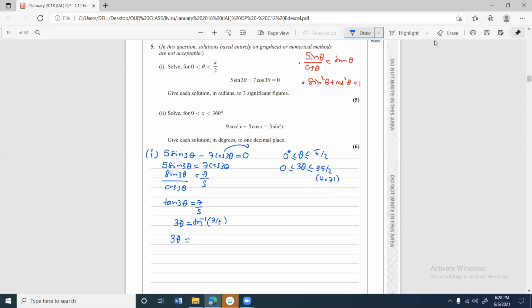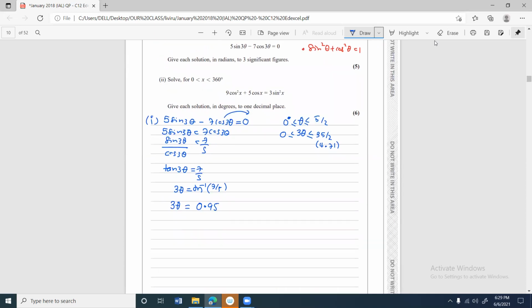So the first answer is 0.95. Now there's another point we can understand. Don't find the solution for 3 theta only. After finding all the angles for 3 theta, only then can we find theta. Then the next value of 3 theta.